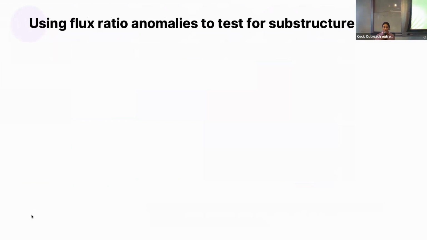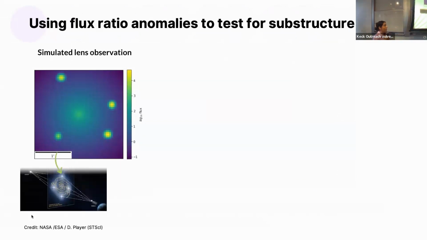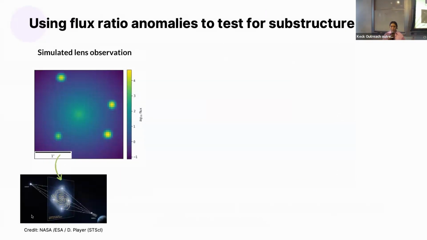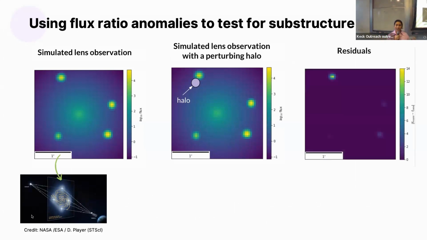We use a method called flux ratio anomaly, and I'll go over what that looks like. First, we can have a simulated lens observation where all the lensing happens from the one main lens, as I was describing before. There's no dark matter here. Now we can see what the effect of a dark matter substructure would look like on one of the images. Here I'm placing a dark matter subhalo near the top image, and we can see in the residuals that the image gets magnified. You can notice the perturbations from that halo in the flux ratios.